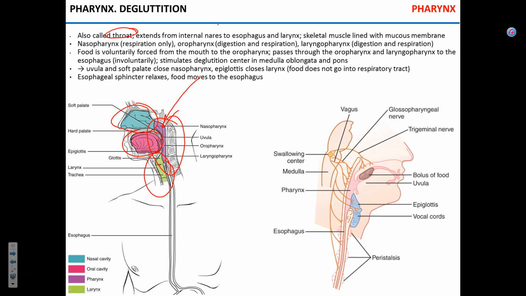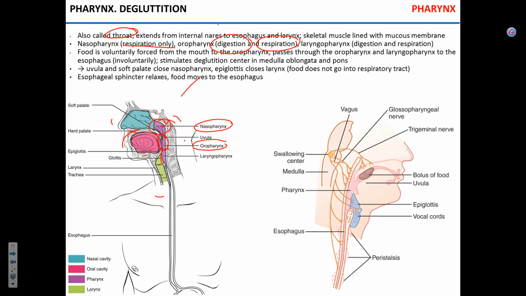Now, there are three parts to it. One part is called the nasopharynx. It is closest to the nasal cavity, and the only function of the nasopharynx is respiration. As you move farther, you enter into the oropharynx. That's the part of the pharynx bound by the oral cavity, which participates in both respiration and digestion. That's where the food goes when you swallow it.